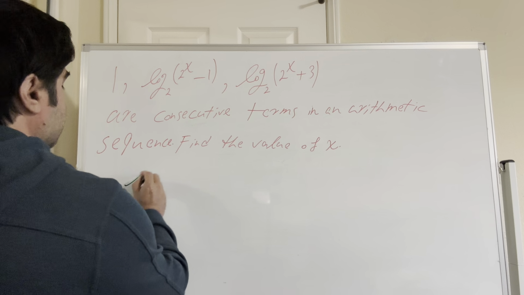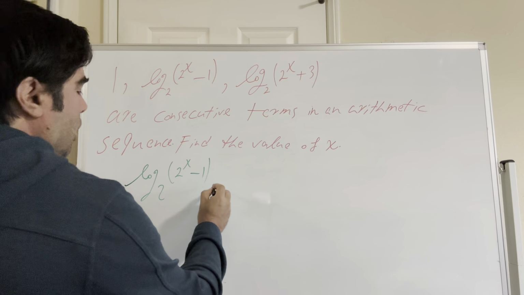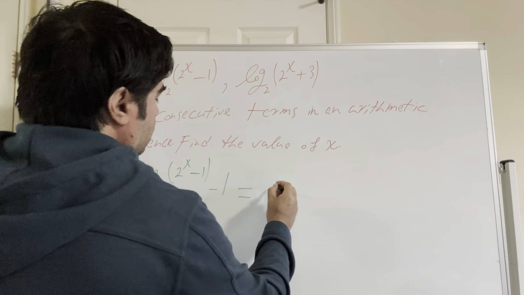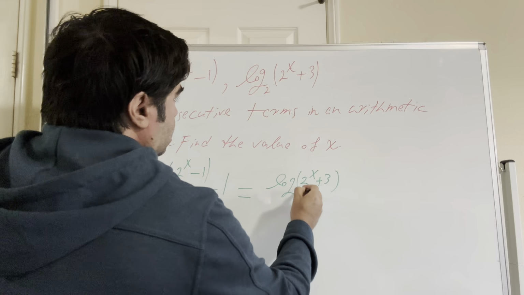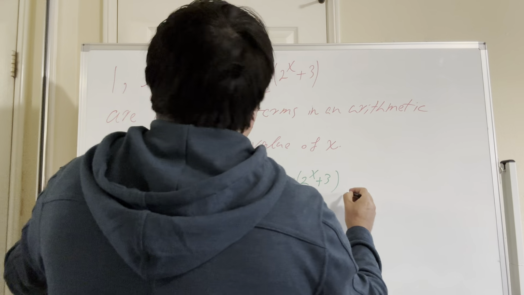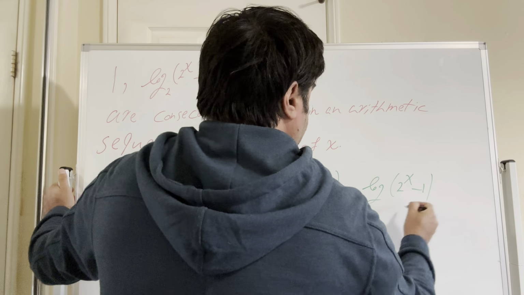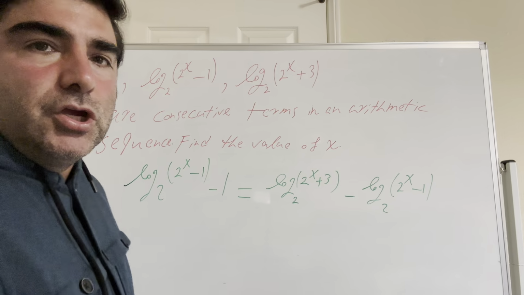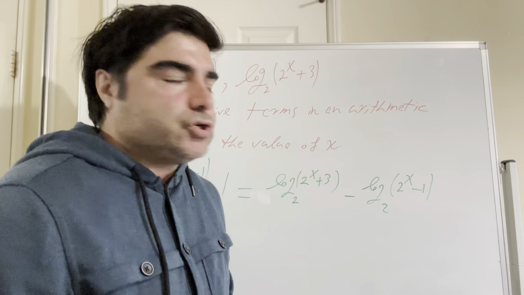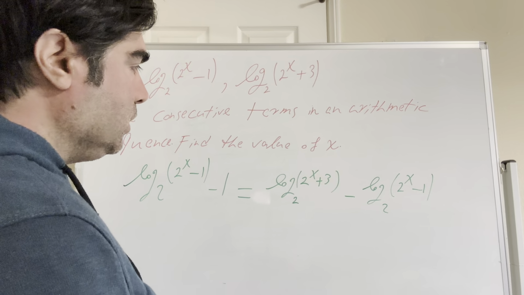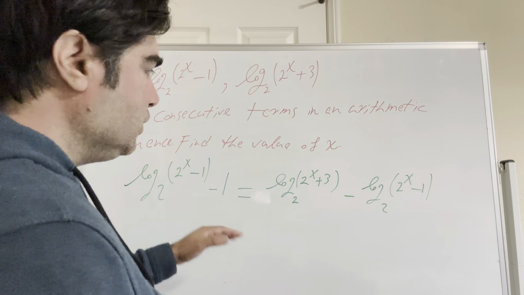So I'm going to write this as log of 2 to the power of x minus 1, minus 1, is going to be equal to log of 2 to the power of x plus 3 in the base of 2 minus log of 2 to the power of x minus 1 in the base of 2. Now we have a relationship. When we are looking for an unknown, you need to have an equation. So now we have our equation, a logarithmic equation, and we have the same base for all of them.